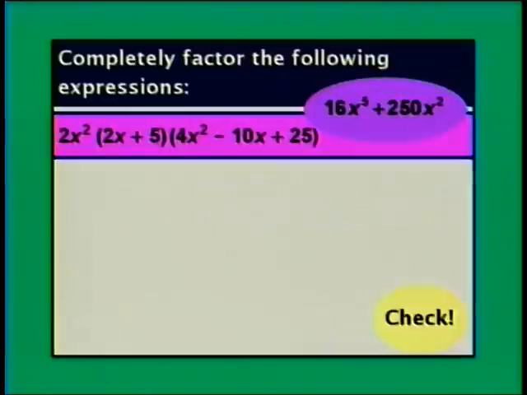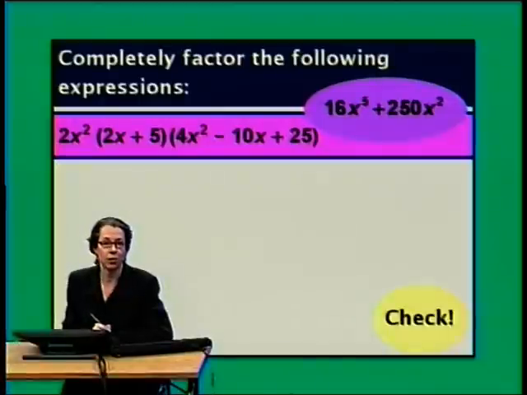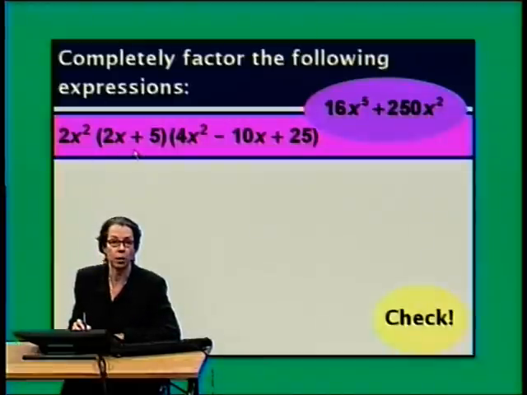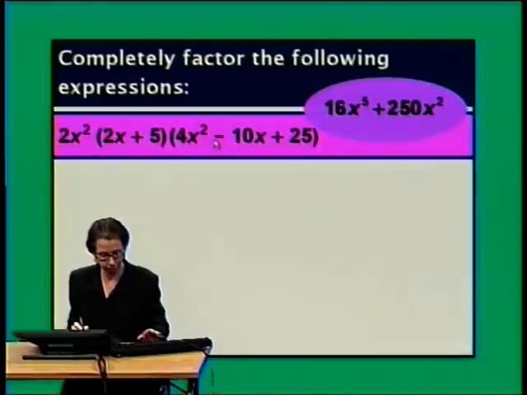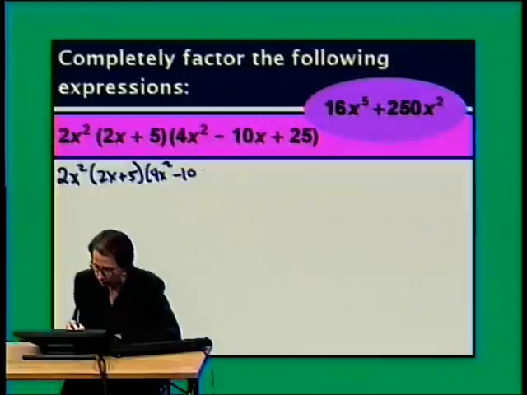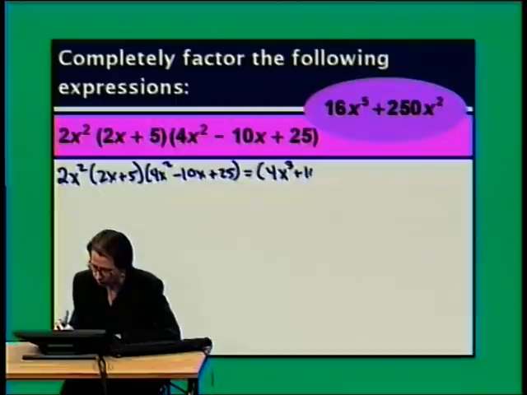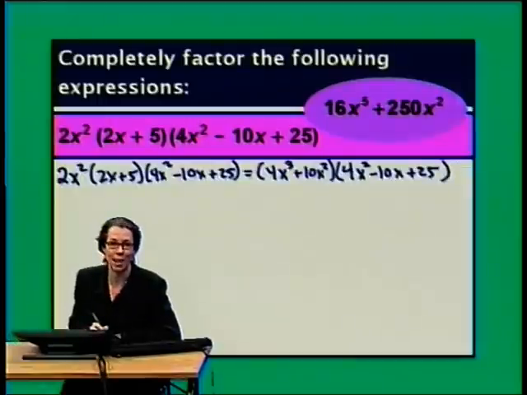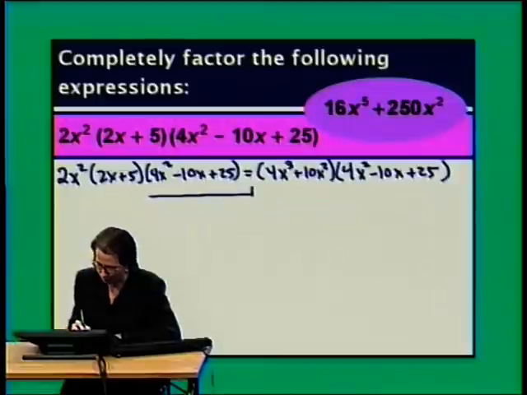Now I want to check this. So I have the expression that I just found as my factorization, and I'm going to perform the check. I'm going to start by multiplying the 2x squared across this binomial, and then multiply the resulting binomial and trinomial. So 2x squared times 2x plus 5 times 4x squared minus 10x plus 25. That's 4x cubed plus 10x squared times the trinomial, 4x squared minus 10x plus 25. Now I'm going to have a lot of terms on the next line, so I'm going to make myself some room.